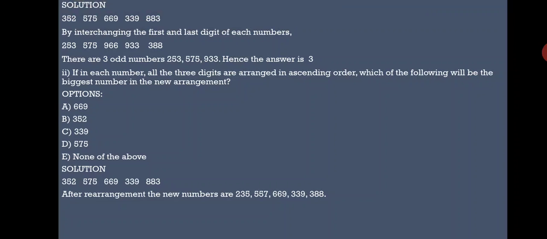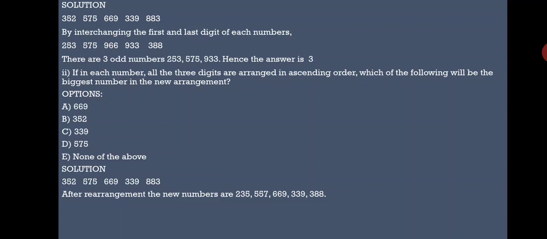The second question is, if in each number all the 3 digits are arranged in ascending order, which of the following will be the biggest number in the new arrangement? The series is 352, 575, 669, 339 and 883, right? So if in each number all the 3 digits are arranged in ascending order, which of the following will be the biggest number in the new arrangement? The options are 669, 352, 339, 575 and none of the above.